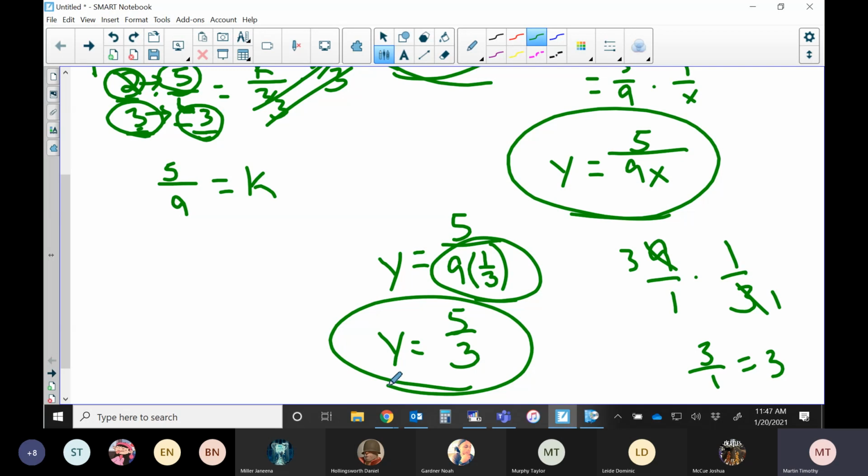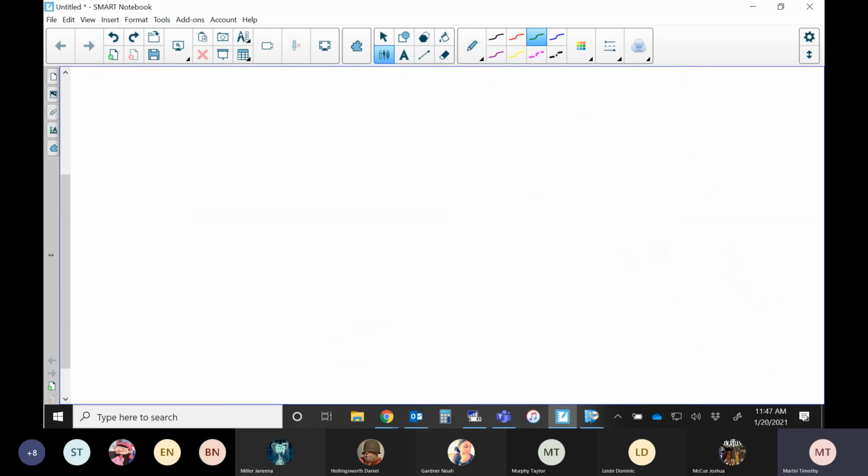Does that kind of make sense? Questions on those two types of questions? Is this all our homework's going to be on? Nope, this is just the start. Now what we're going to do is kind of graph these suckers. And when we graph them, it's called a reciprocal function.